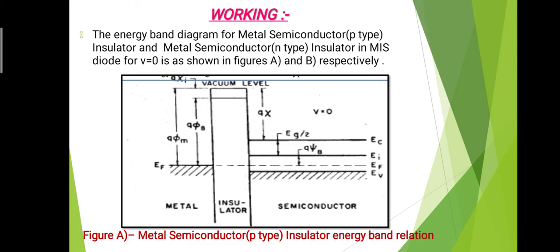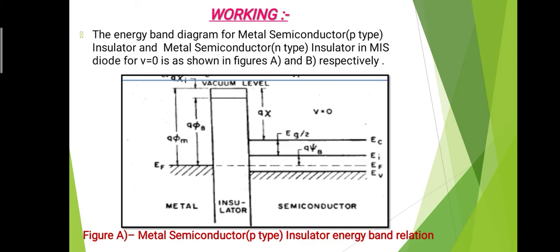We know that in a metal there is a Fermi level, that is the level up to which the electrons are filled in the metal. Also, the metal has some work function, that is Q phi m. When we bring these three materials in contact with each other, there is obviously a formation of a junction, a depletion region, and a formation of the barrier. Q phi b is the barrier, Q chi I is the insulator electron affinity, and the top part of the figure is the vacuum level. The middle part is the insulator, and the right hand side is the semiconductor material.